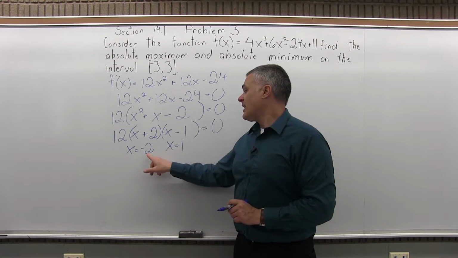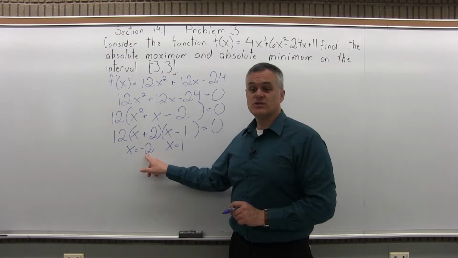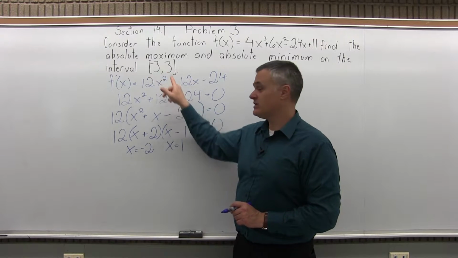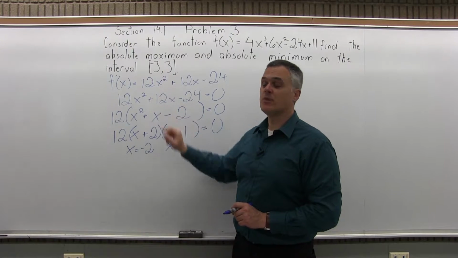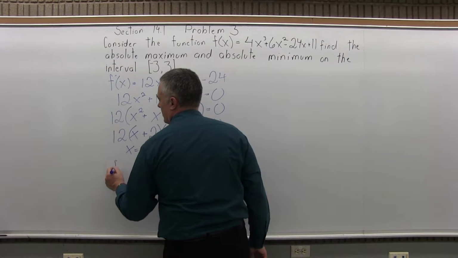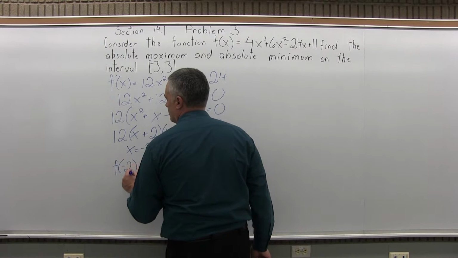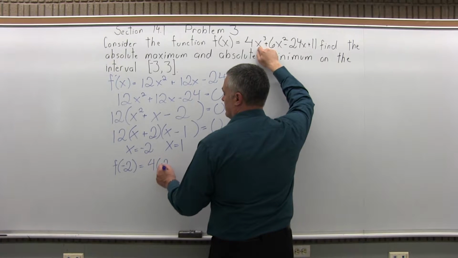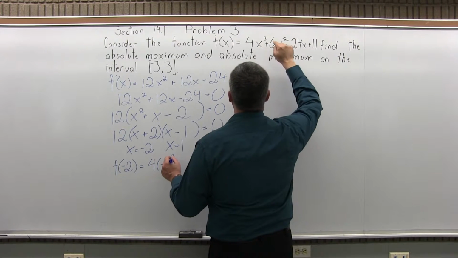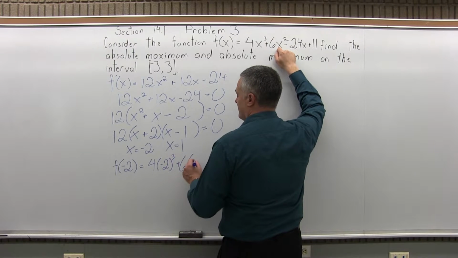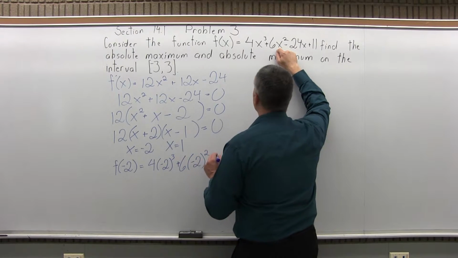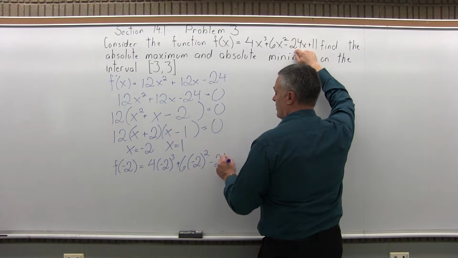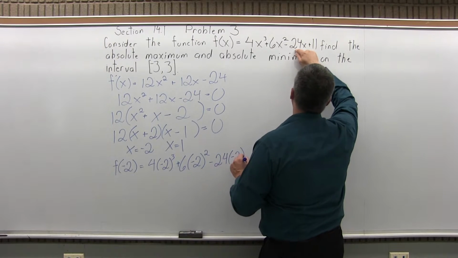Step 4, find the height or y value that goes for any of the answers you get from step 3 that are within the given interval. Negative 2 is within the given interval. And so is positive 1. So I have to find the height for both of those. So f of negative 2 is 4x cubed will be 4 times negative 2 cubed. Plus 6x squared will be 6 times negative 2 squared. Plus minus 24x is minus 24 times minus 2, and then plus 11.